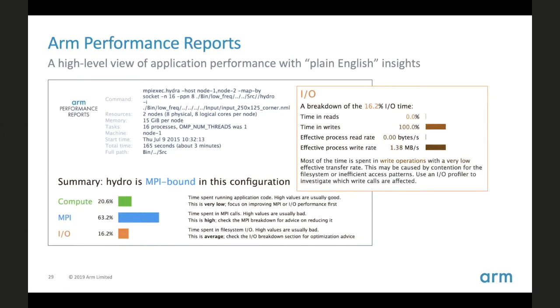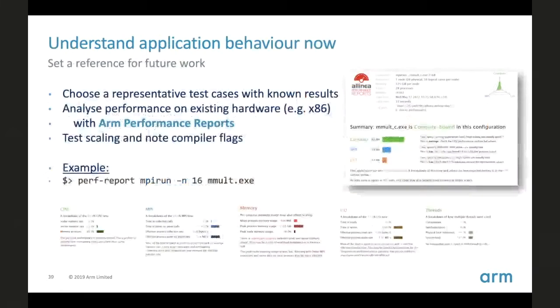So in this case, for instance, we have a code that ran on an x86. We had 16 MPI processes with one OpenMP thread, and I can see that most of the time was spent in MPI. So basically the code is communication bound. Now further down, I can see if the code is bound by collectives or by point to point. Let's see if I have a zoom. Yeah, okay.